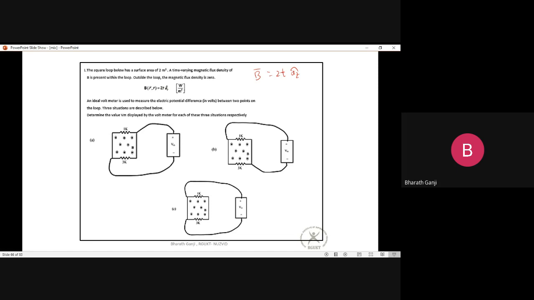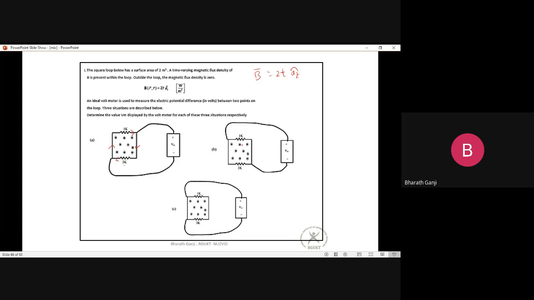So your current should flow in what direction, because the field is coming out and it is increasing? You point your thumb inwards, and your fingers go in the clockwise direction, right? So you have a current which goes like this. Now I'm putting a voltmeter here, and I'm trying to measure the voltage across the 3K resistor, and after that the voltage across the 1K resistor.